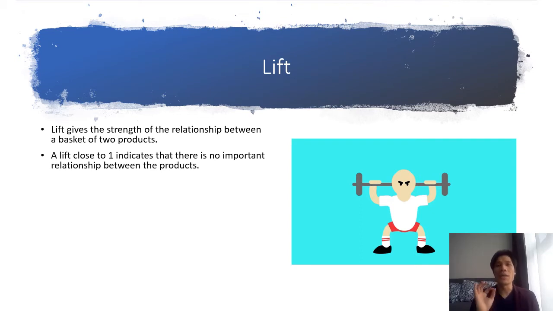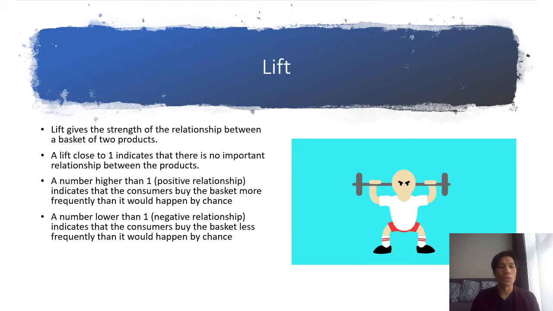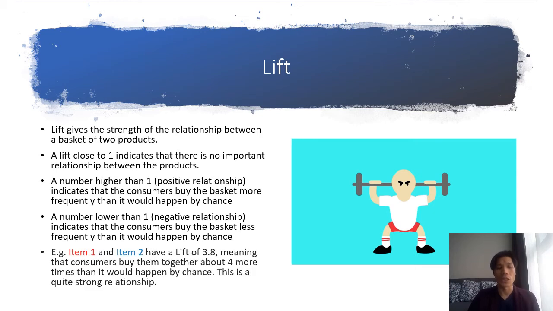If lift is close to 1, then it indicates that there is no important relationship between the products, which means it's just a 1-to-1. But if the lift is higher than 1, a really positive relationship, then it indicates that the consumers buy the basket more frequently than it would happen by chance. A lower number than 1 indicates that the consumers buy the basket less frequently than it would happen by chance. So let me give you an example.